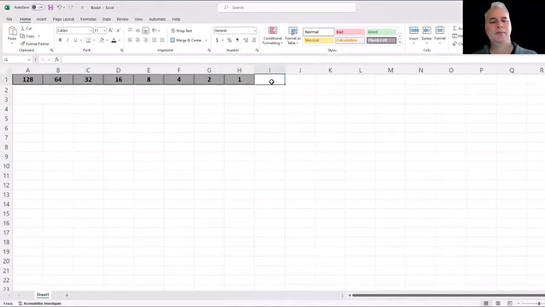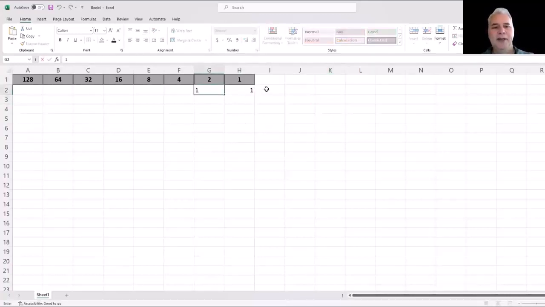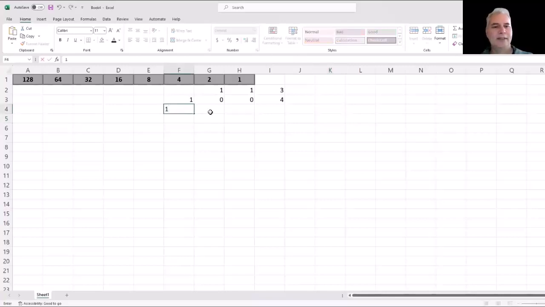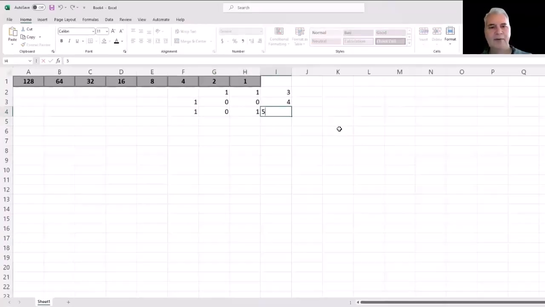Now, forget everything I just told you about binary and just follow along for a second. If I want to make 3, I'll put a 1 in the 1s and a 1 in the 2s. 2 plus 1 equals 3, all right? If I want to make 4, I'll put a 1 in the 4s, 0 in the 2s, 0 in the 1s, and so 4 is 4, okay? What if I want to make 5? I could put a 1 in the 4s. I need 1 more to make 5, so that would be 0 2s, but 1 1, and that would be 5. You see where I'm going with that?